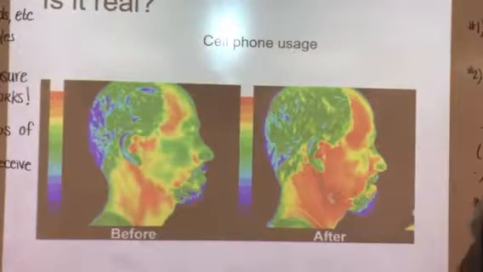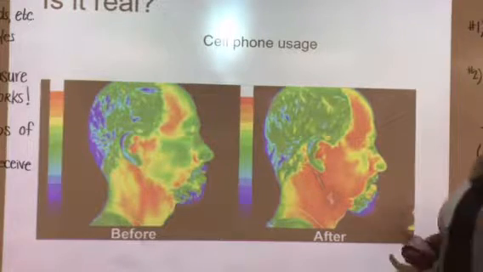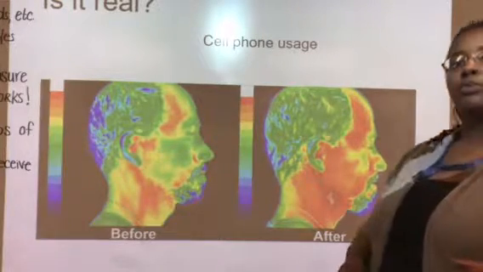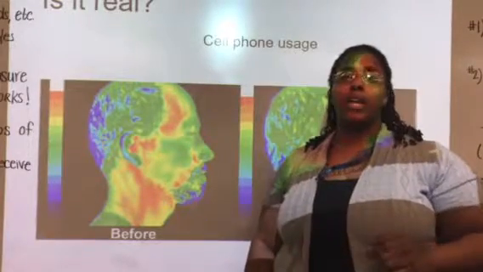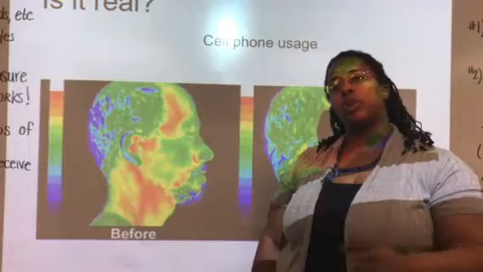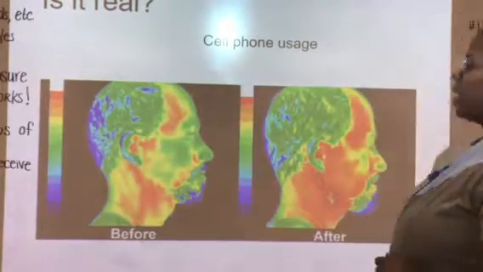Here's another picture where we're using scans to figure out areas of heat. So where's energy being transferred to? Keep in the back of your mind that energy is neither created nor destroyed. It's simply going to transfer from one form, or transform from one form to the other.